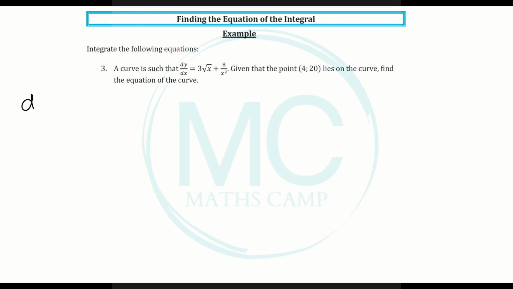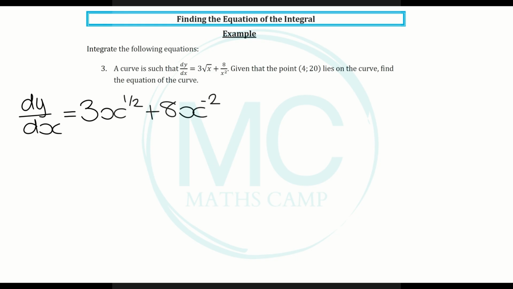We can say dy over dx is equal to 3x with an exponent of 1 over 2 plus 8. Let's move the x to the top. We get x with an exponent of negative 2. And now we can integrate.